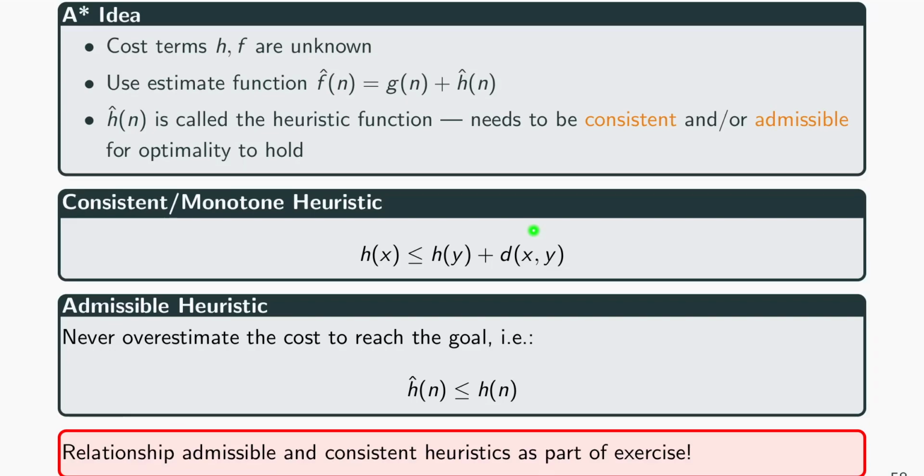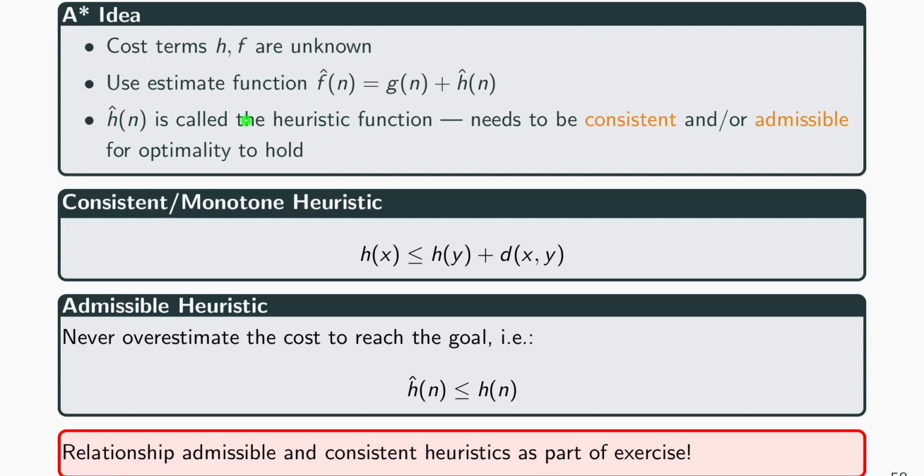Okay, and now in A star, basically the problem is that this term H, the heuristic function, is not really known. Remember that this is like the true cost to go. And because H is unknown, also F is unknown because it's part of the equation. So instead what we do is we try to use this H hat, which is an estimate of the true H function. And then H hat is typically termed the heuristic function. And in order to guarantee optimality, this H hat function needs to have some properties.